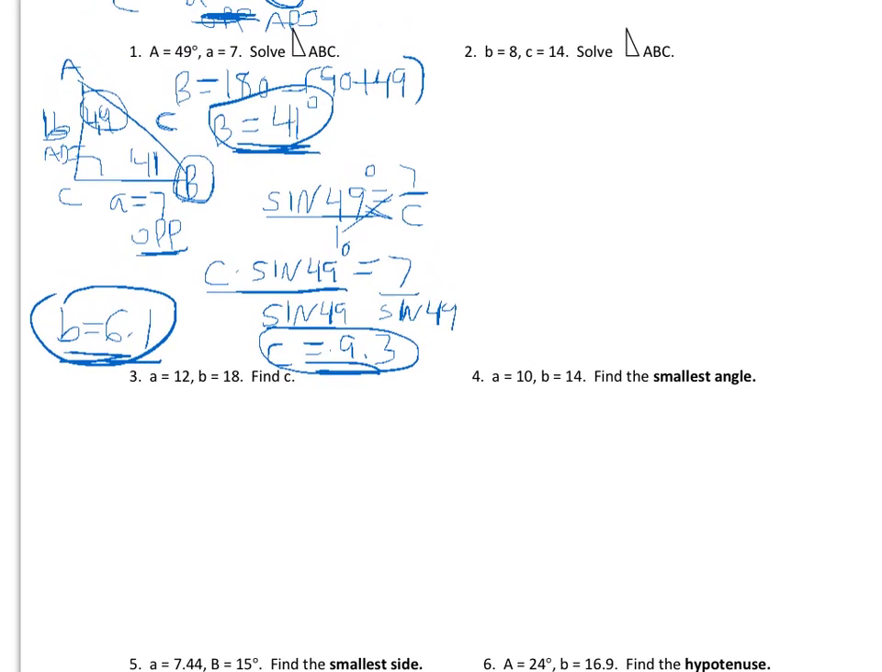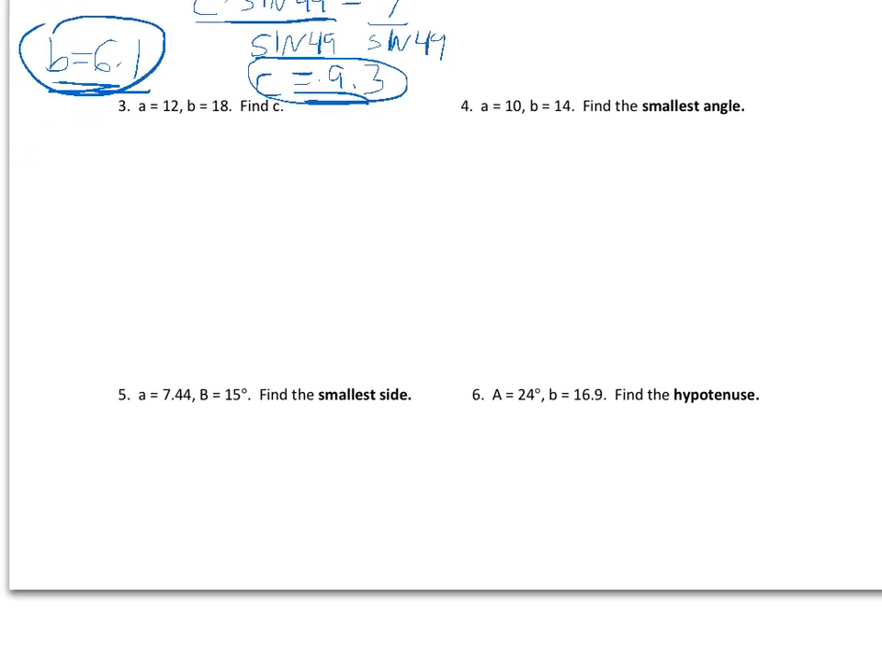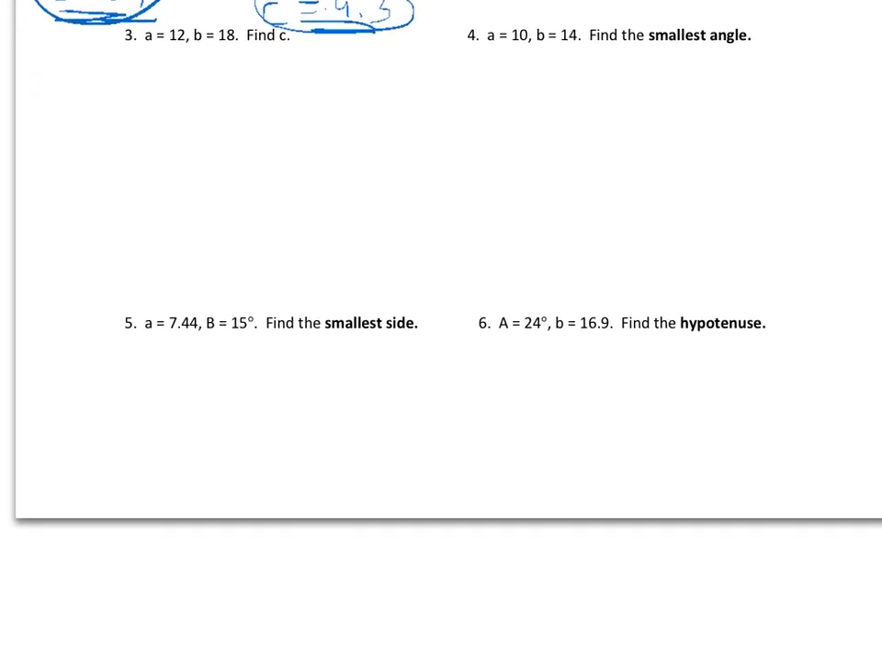Now that's kind of like the long version if you have to solve everything. For number 4, I only have to find the smallest angle. Very first thing we're going to do is draw the picture. I always make the 90-degree angle, angle C. So I say this is big A, this is big B. Little a is 10, and little b is 14. So these are the side measures.